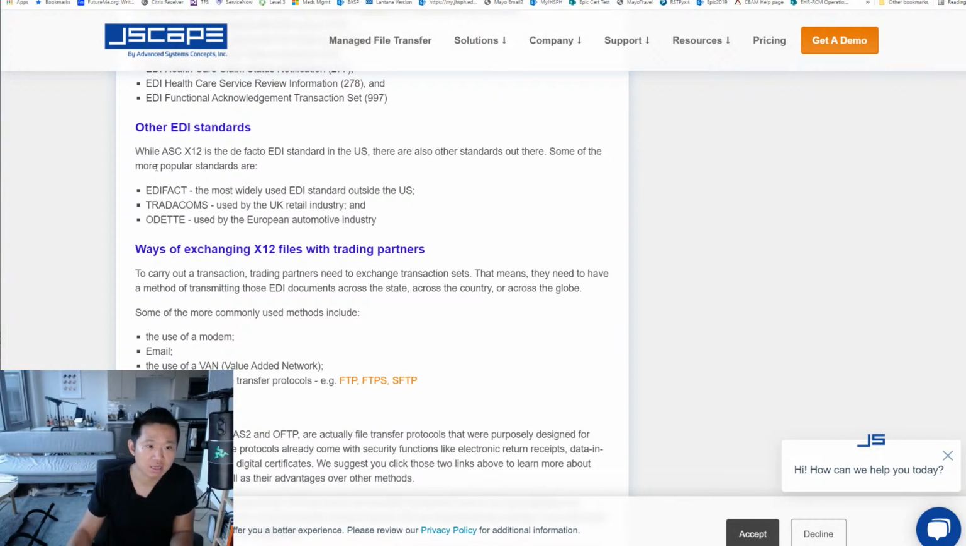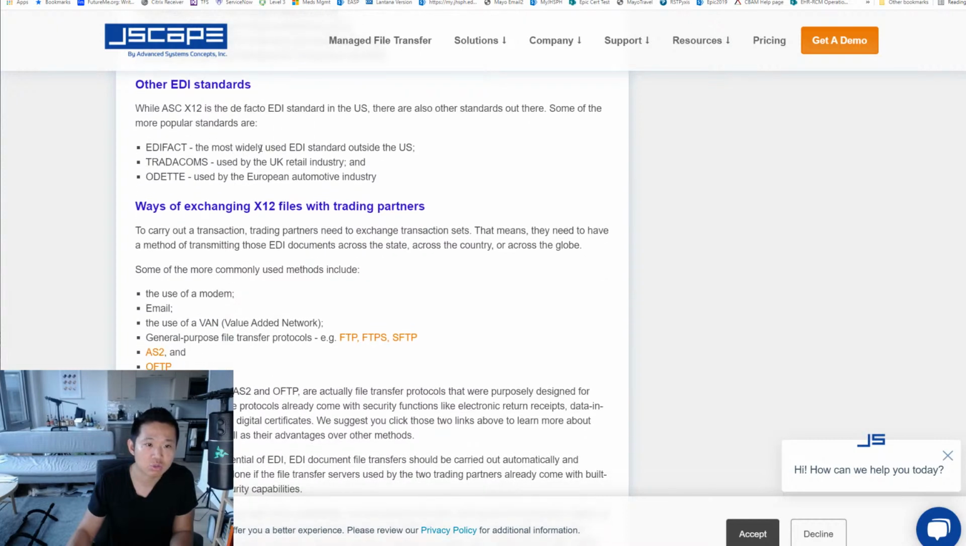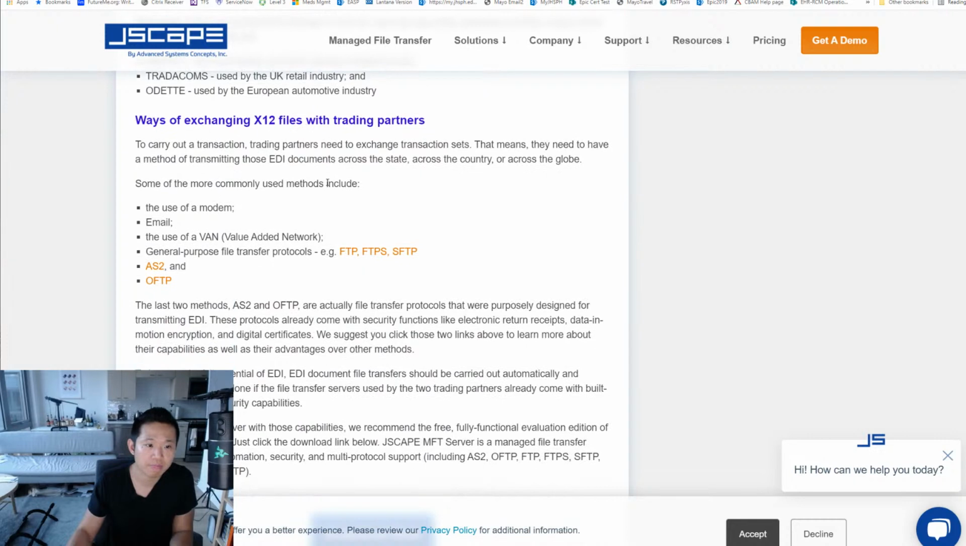Other EDI standards. While ASC is the de facto EDI standard in the US, there are also other standards out there. Some of the most popular ones are EDIFACT, the most widely used EDI standard outside the US, TRADACOMS used by the UK retail industry, and ODETTE used by the European automotive industry.